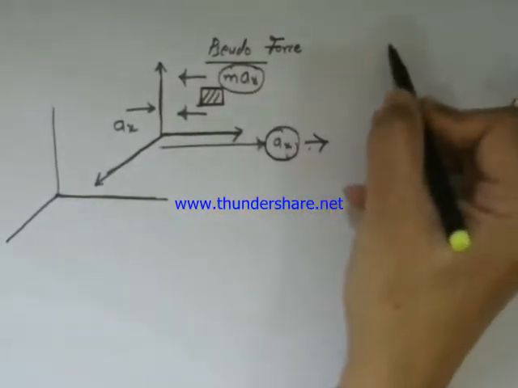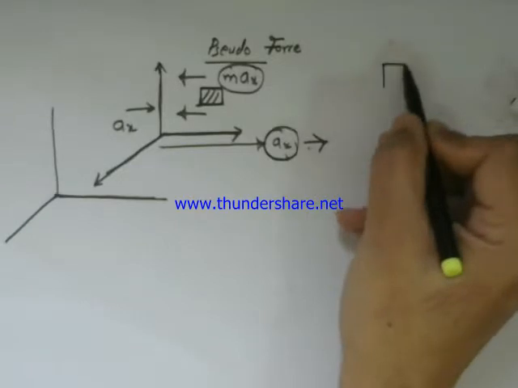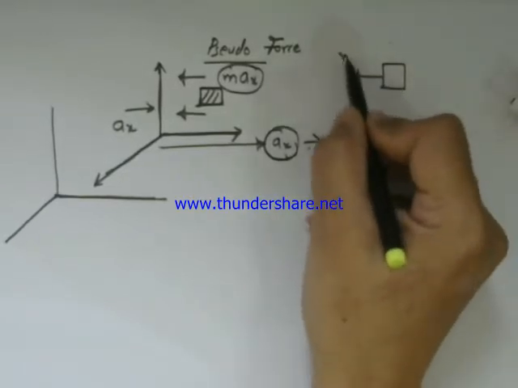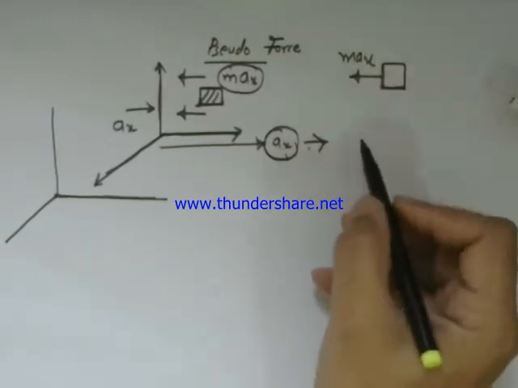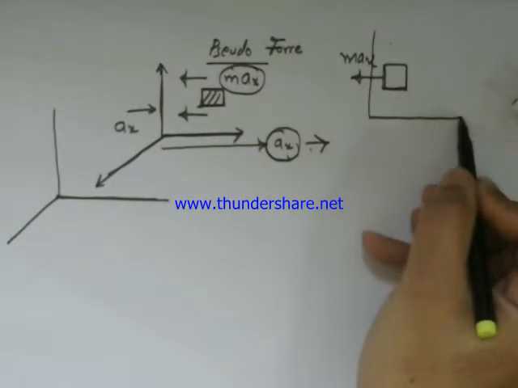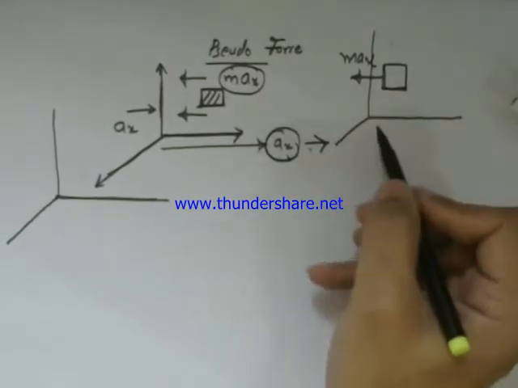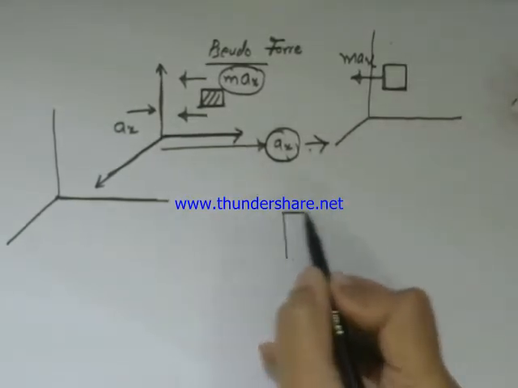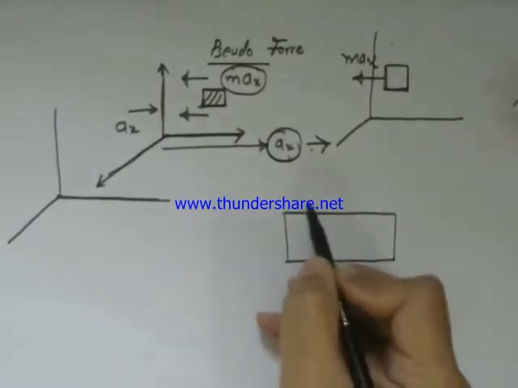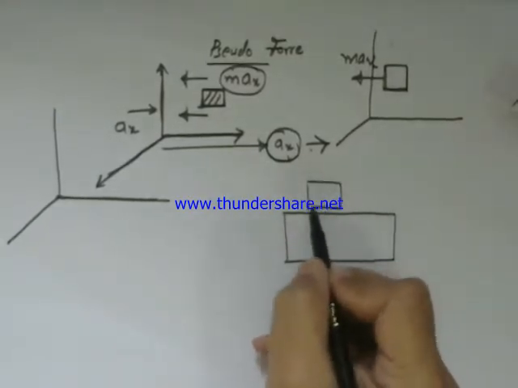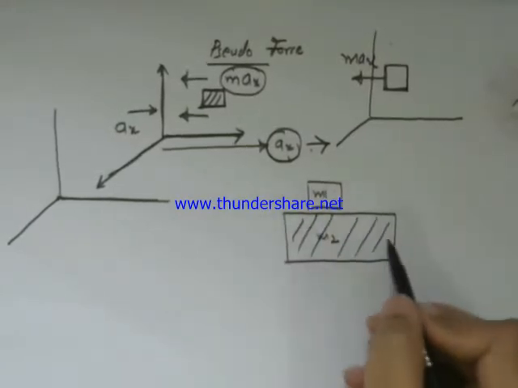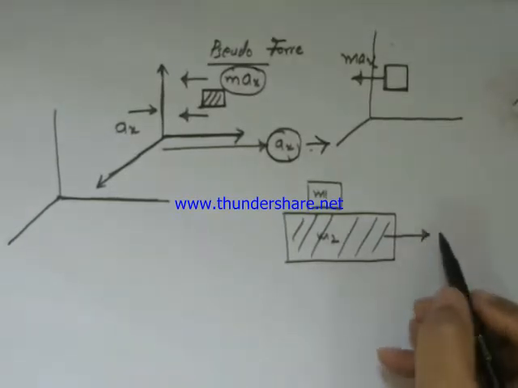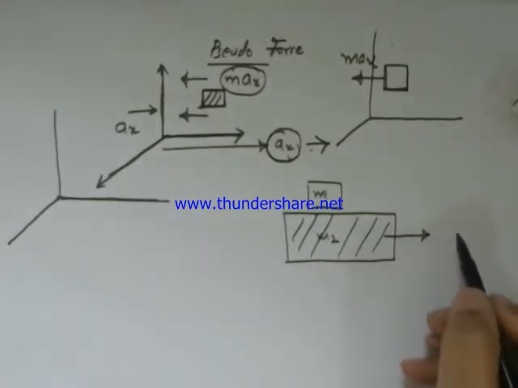So this mass will now experience a force which is max when you look at it in the moving reference frame. So if I am solving a problem where a body is kept on a bigger mass, say this is m1, this is m2, and I move this body by applying some force, and suppose this body is moving with an acceleration a.